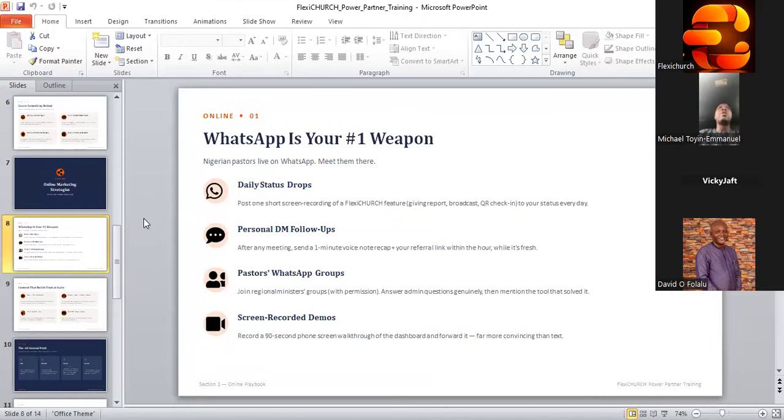You have WhatsApp on your phone. You can request some Flexichurch materials, a video introduction that you can begin to share, and they'll begin to ask you questions. Please don't spam a pastor, but make sure you are able to engage them. You have WhatsApp groups that you can also reach out to, but don't spam.